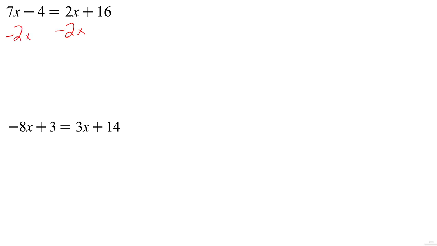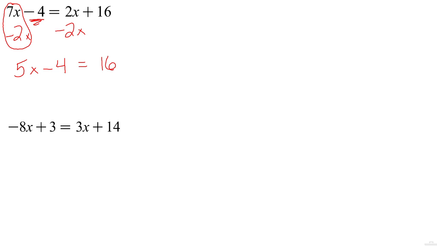When I do that, I only subtract 2x once from each side, right? And it just gets combined, just like we're combining like terms, with the x terms. This minus 4 isn't going to be affected at all. So we'll do 7x minus 2x, which is 5x. And then we'll keep the minus 4 equals, well, 2x minus 2x cancels out, and we're just left with the 16.